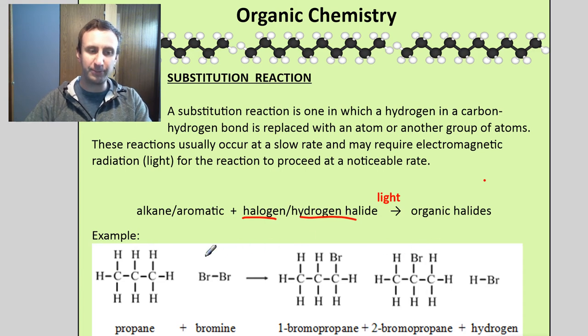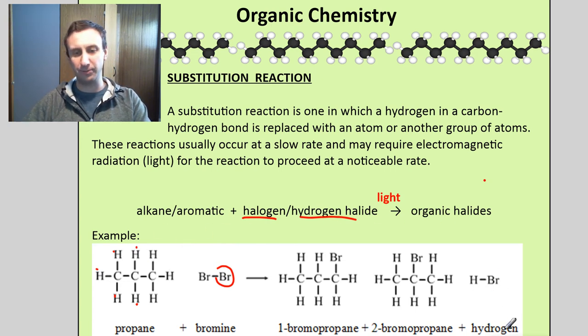I have two isomers because if I sub one of the end hydrogens out, then it's going to be 1-bromopropane. If I sub out one of the hydrogens here, then it would be 2-bromopropane that I end up getting. So I get 1-bromopropane, 2-bromopropane, and then the remaining bromine that doesn't end up attaching to the hydrocarbon, and the hydrogen that pops off makes another product of hydrogen bromide.